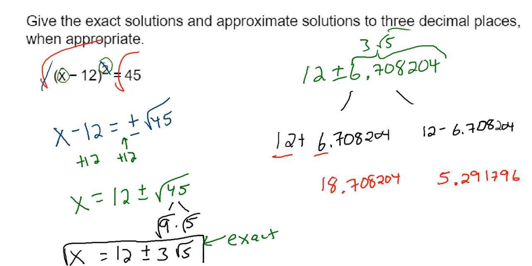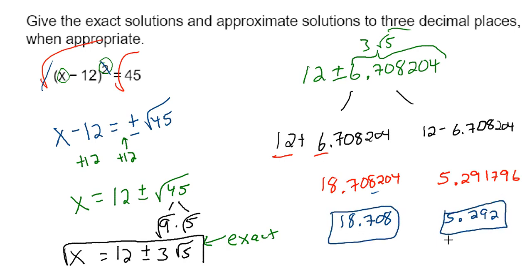All right, and then we want to round each of these to 3 decimal places. So I'll round it to here. So this will be 18.708 as one of my answers, and this will be 5.292 as my other answer. All right, and so those would be the 2 approximate solutions for this problem.